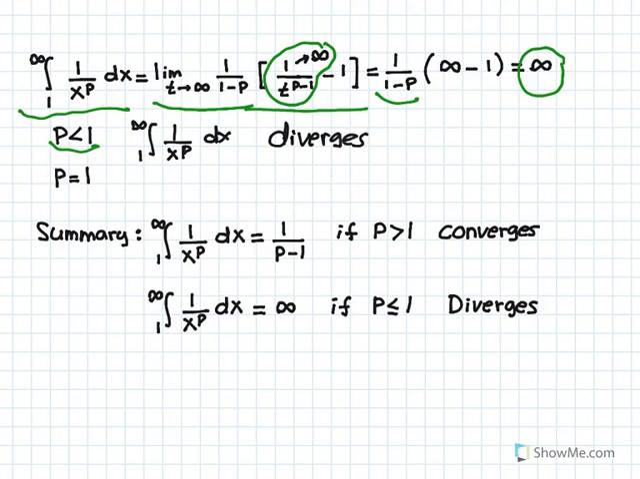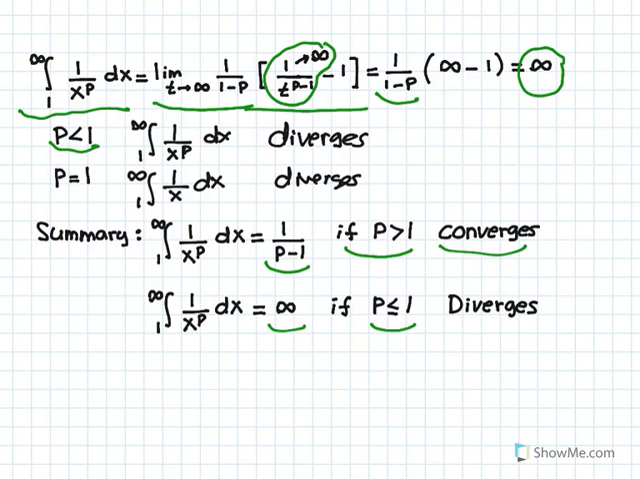If p is equal to 1, the integral from 1 to infinity of 1 over x dx, and that's the first thing we showed in the beginning of the video, this also diverges if p is equal to 1. All right, so the summary is that the integral from 1 to infinity of 1 over x to the p dx is equal to 1 over p minus 1 if p is greater than 1, converges, and the integral will be infinity if p is less than or equal to 1, diverges. So that's basically the conclusion.